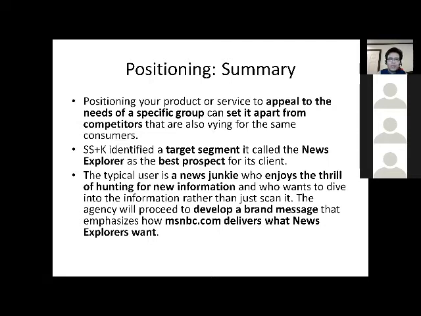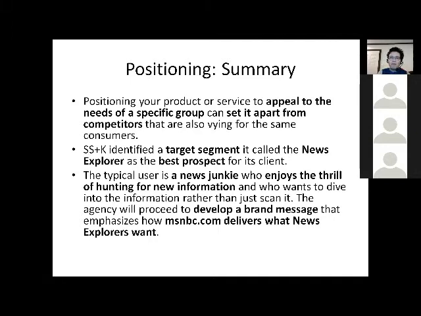Mark, could you read the next one, please? The typical user is a news junkie who enjoys the thrill of hunting for new information and who wants to dive into the information rather than just scan it. The agency will proceed to develop a brand message that emphasizes now how MSNBC.com delivers what news explorers want.